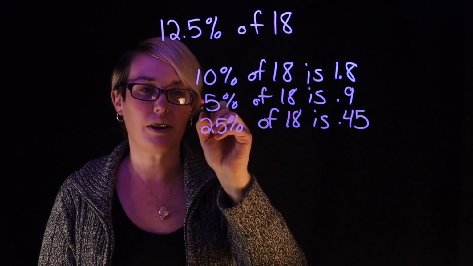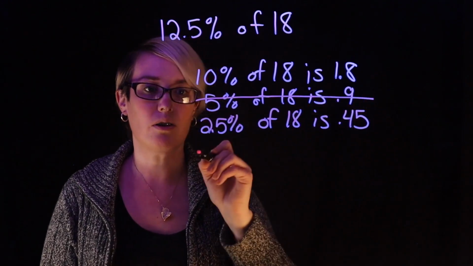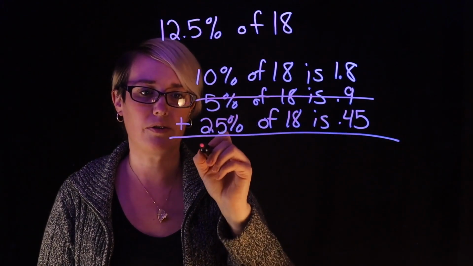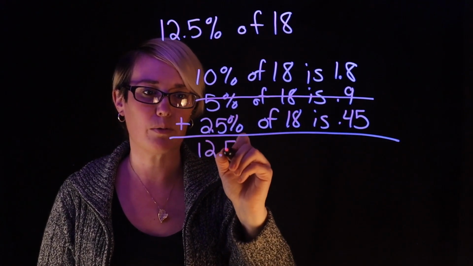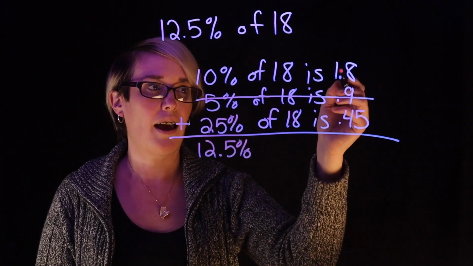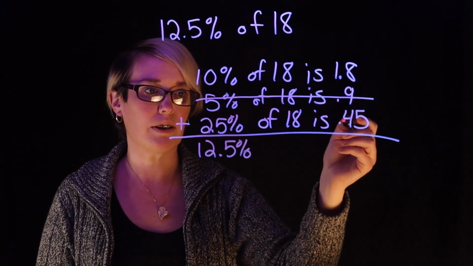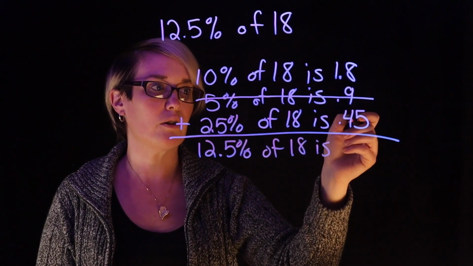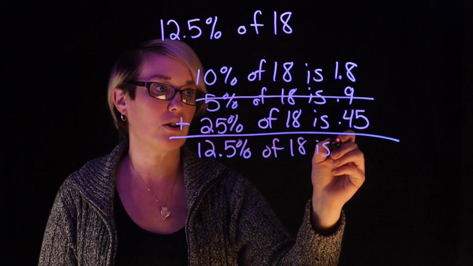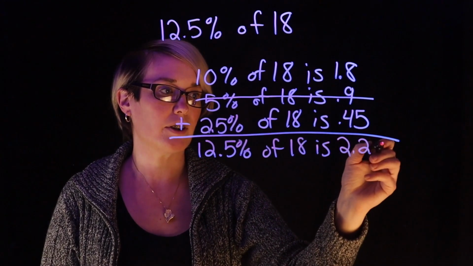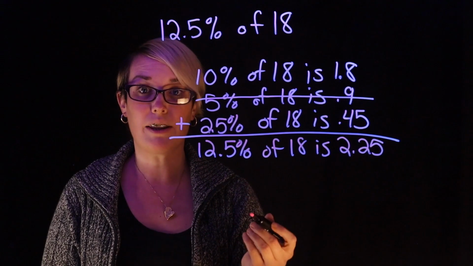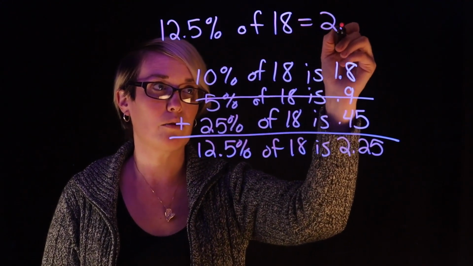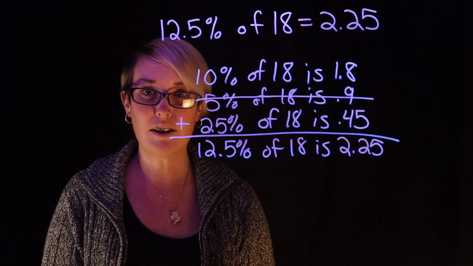Now what he did was he didn't use this one, so I'm just going to cross it out, and he added the other one. So 10 plus 2.5 would give us 12.5%, and $1.80 plus 45 cents he said wasn't so bad either. So what he did was it came out to $2.25. So he told me that he knew now that 12.5% of 18 is 2.25. Great job.